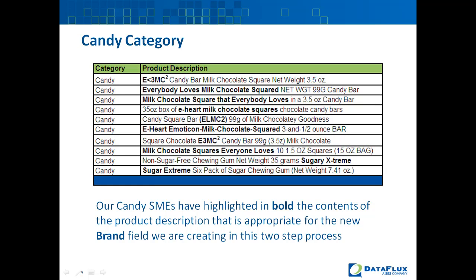So our candy SMEs, our candy subject matter experts, are helping us with the first part of standardization, which is the creation of a new brand field. They have gone through the candy category and helped us to identify the parts of the product description that relate to the 2 brand names that are represented by these 10 records. E-hard-emoticon MC squared, which is short for Everybody Loves Milk Chocolate Squared, is the chocolate candy bar. And then we have Sugar Extreme, which is the sugar chewing gum. So the SMEs have highlighted for us which of the words in the free-form description field belong as part of the brand field that we need to create.